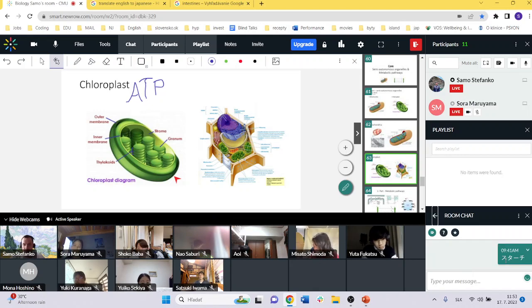Room chat. Please check the room chat. There is, in Japanese, written "starch." Do you know this word or still no? Starch, or in Japanese here is written, I don't remember what the name is.